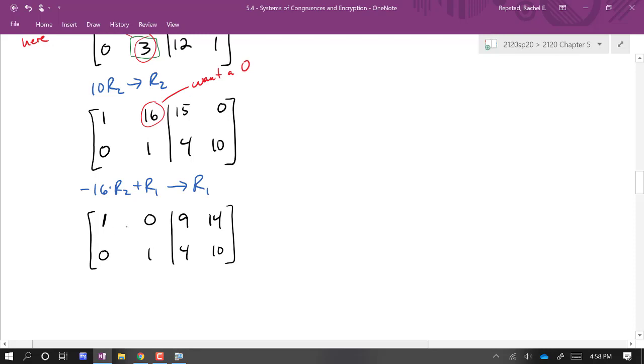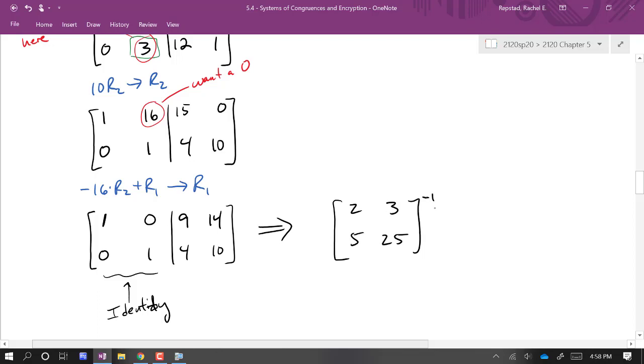So now look, the part of the matrix on the left looks like the identity. That means that the matrix on the right is the inverse. So the inverse of the matrix 2, 3, 5, 25 is 9, 14, 4, 10.